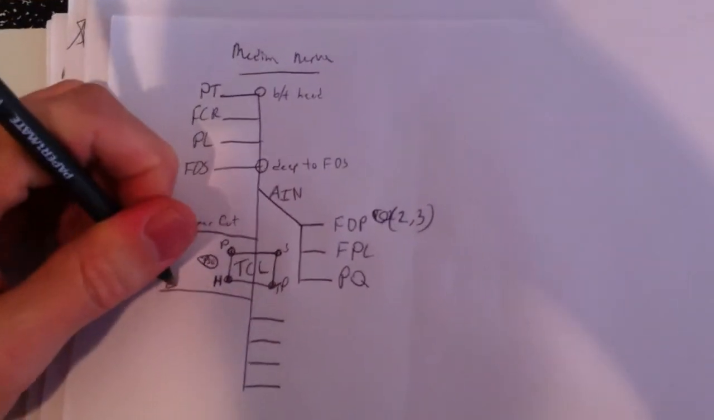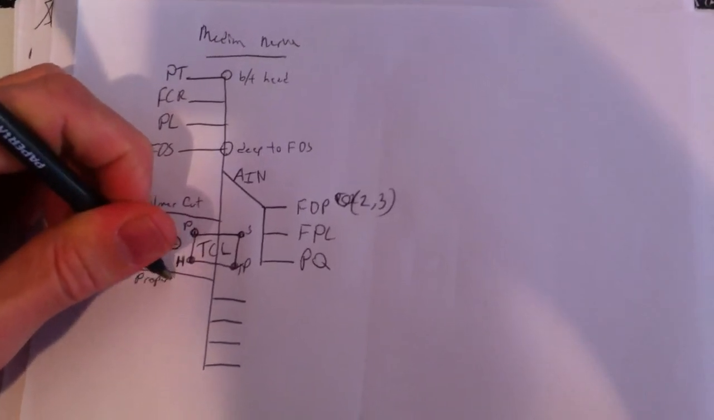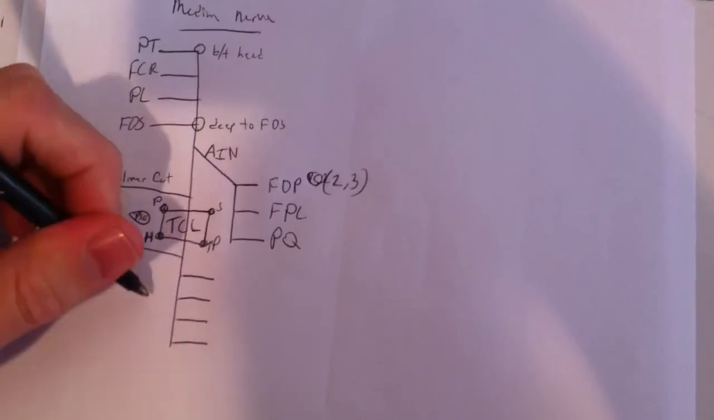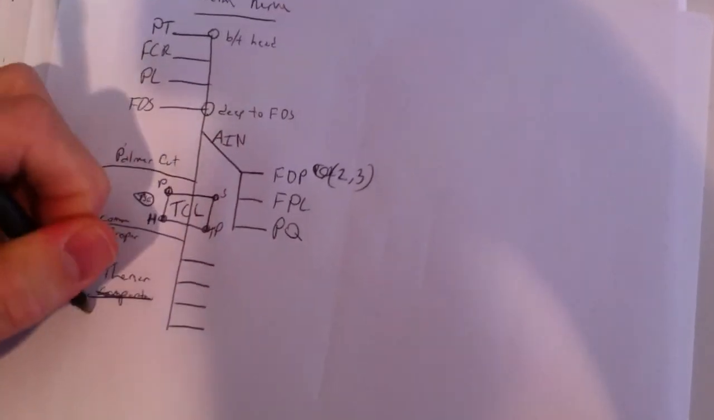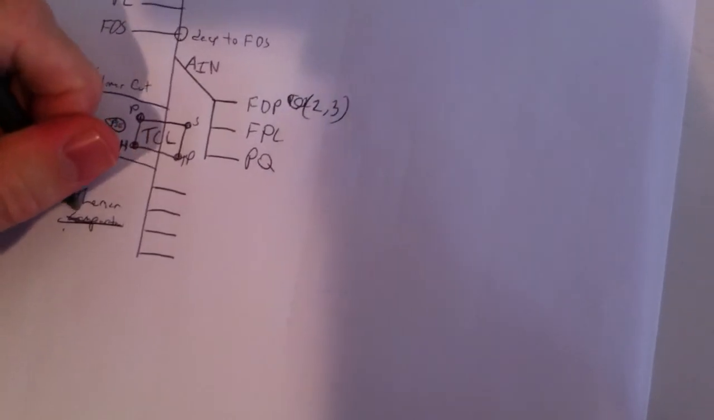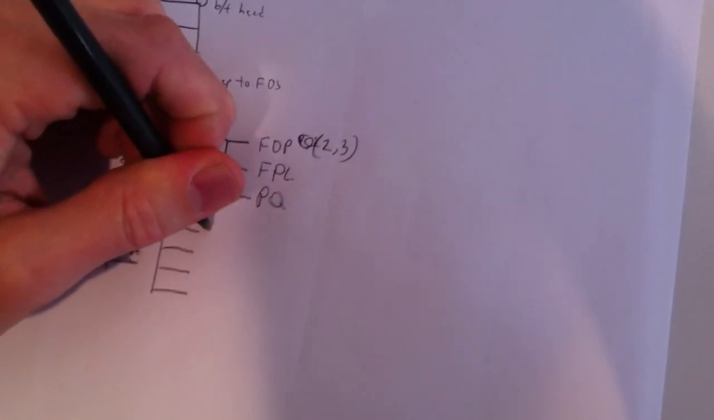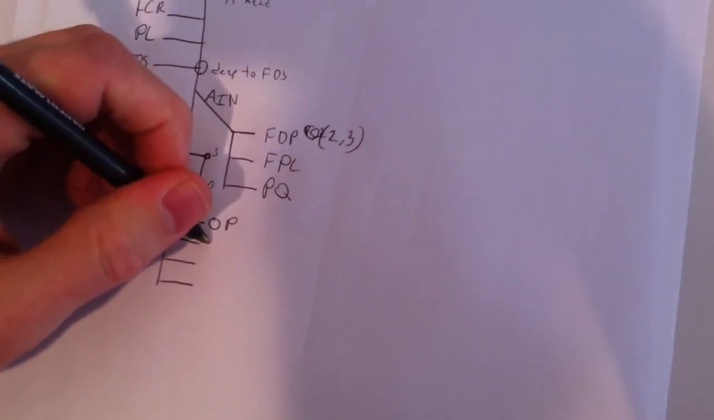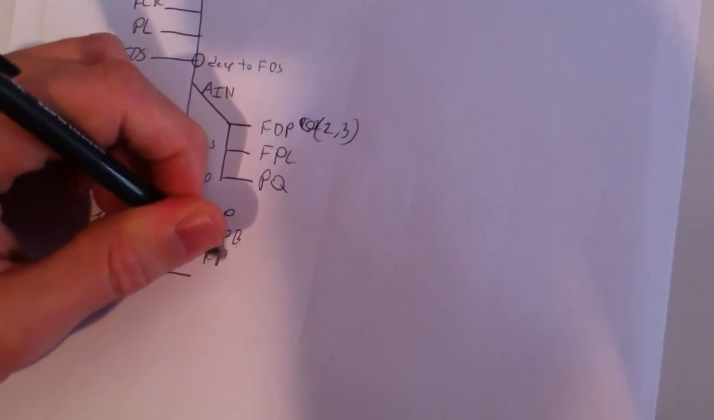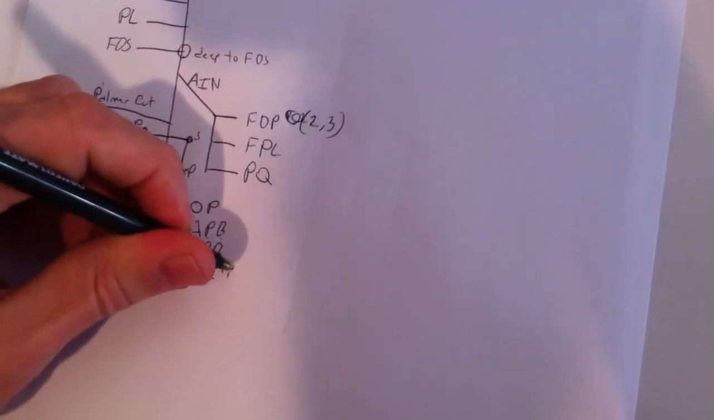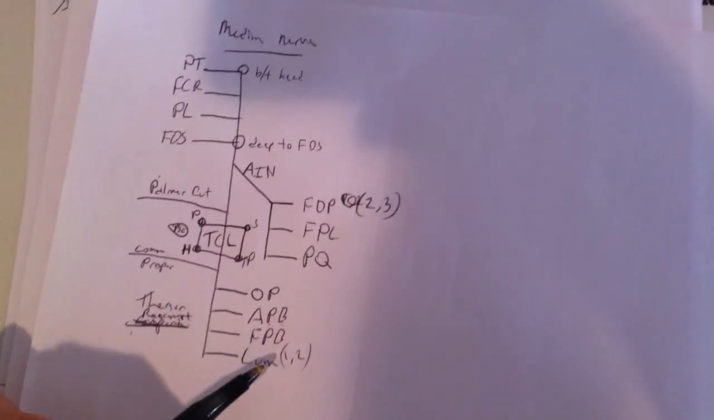And next you have the common and proper digital branches, and then here, this little area right here, this is your thenar recurrent branch. Thenar recurrent, shows you how much I know. And what do we have? You have your OP, opponens pollicis, your APB, abductor pollicis brevis, flexor pollicis brevis, and lumbricals 1 and 2. And if you remember from the ulnar video, the lumbricals 3 and 4 are on the ulnar. Median is lumbricals 1 and 2.